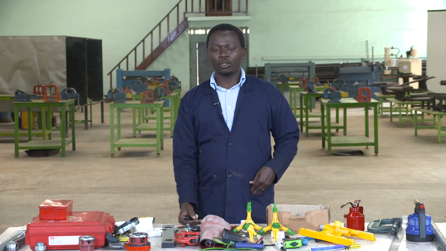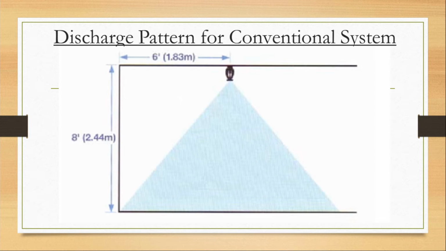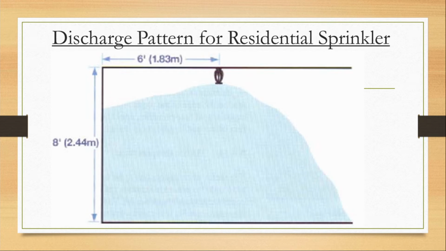As you see on the board, you can see the discharge pattern for a conventional system. For sure, you cannot find the water being sprayed at a right angle or in a straight line. When water is spraying, it goes wherever it wants, like I show in these pictures.